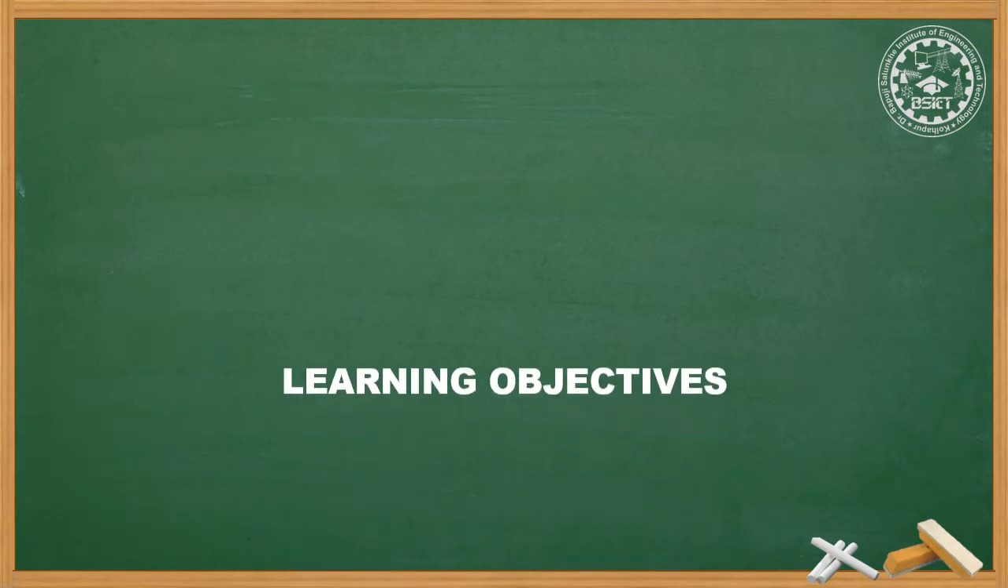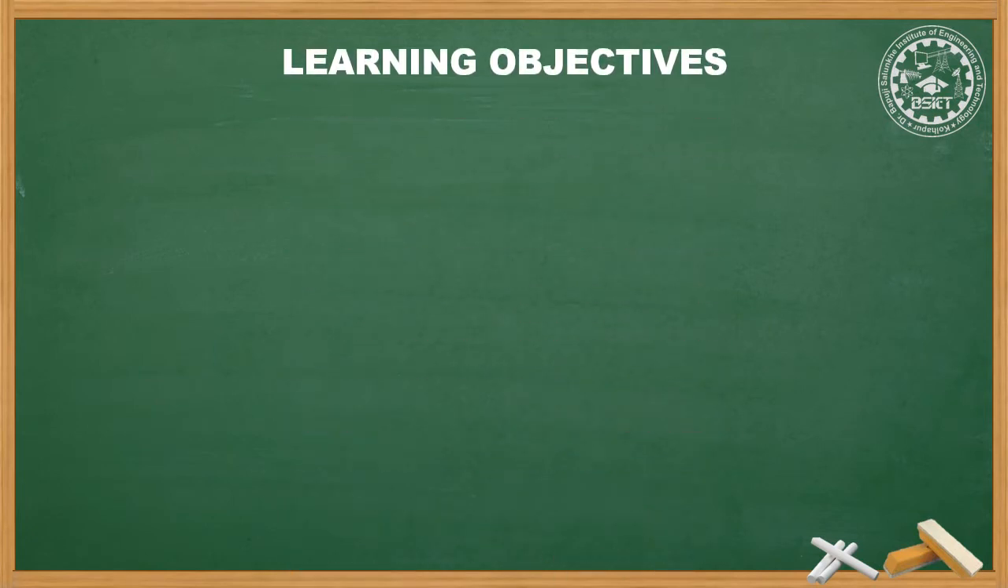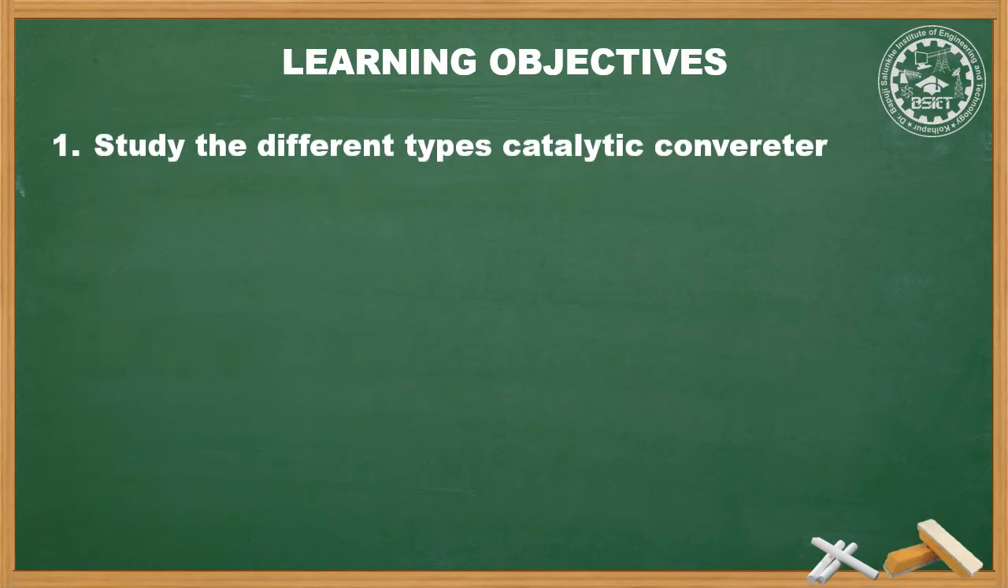The learning objectives for today's session are: number 1, study the different types of catalytic converter. A catalytic converter is a type of device used to convert harmful gases into non-harmful gases. Second, study of stages of BS, that is Bharat stage. Bharat stage is a pollution norm, and nowadays we are in Bharat stage 6. We are going to study what we mean by Bharat stage and the norms in Bharat stage 4.